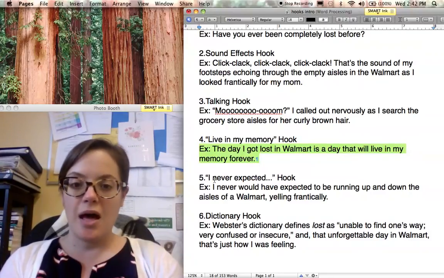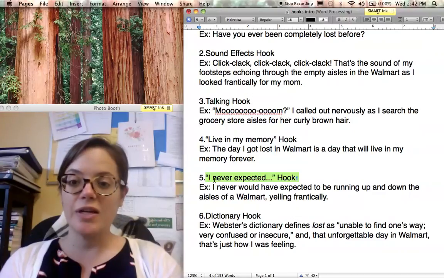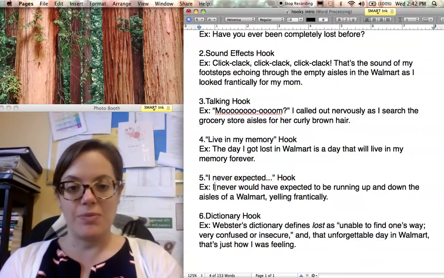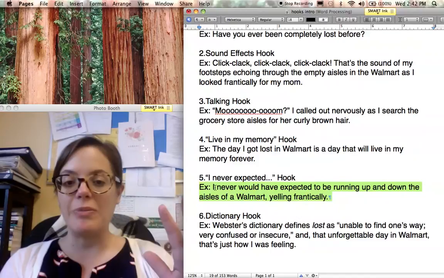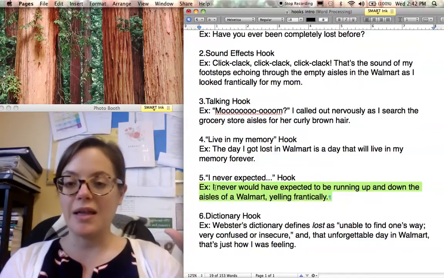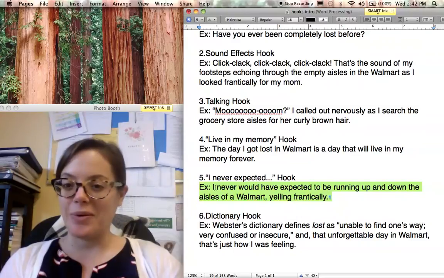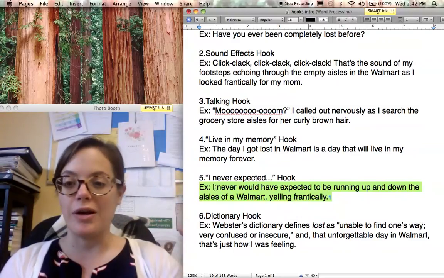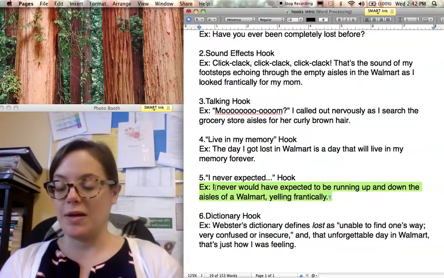Okay. Number 5, I never expected hook. This one, I never would have expected to be running up and down the aisles of a Walmart yelling frantically. Okay. So again, like the live in my memory one, it's supposed to make the reader wonder, well, why didn't you expect it? What happened?